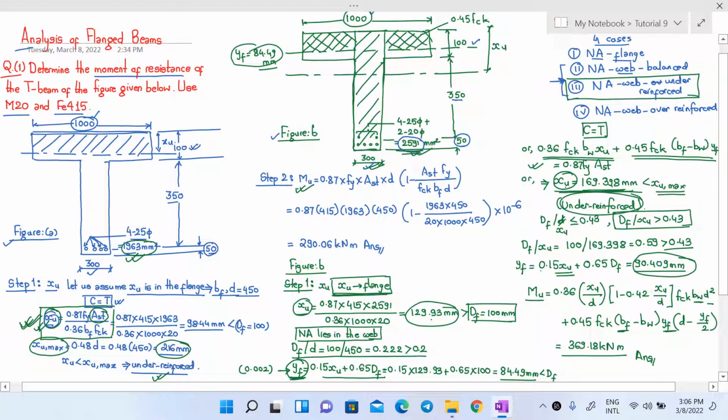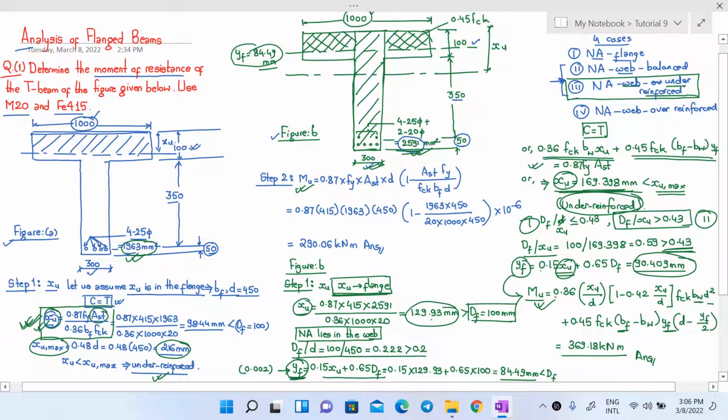We went to one of our cases that we discussed in which the neutral axis lied in the web and was under-reinforced. For this case, we had two sub-cases. The first is when Df by Xu is less than or equal to 0.43, and the second is when Df by Xu is greater than 0.43. We determined that this ratio was greater than 0.43. We calculated the required value of yf using the new value of depth of neutral axis, and we used that value of yf in our formula to determine the moment of resistance of our given T-beam.